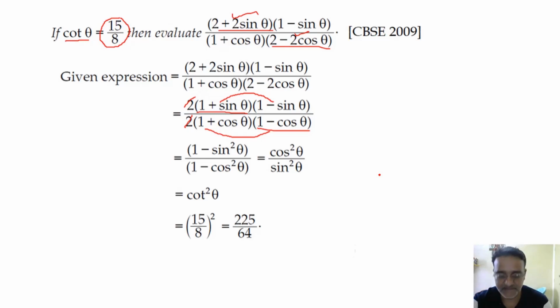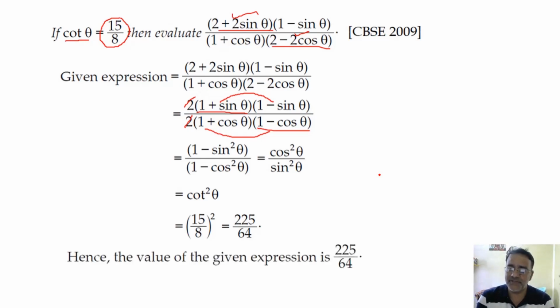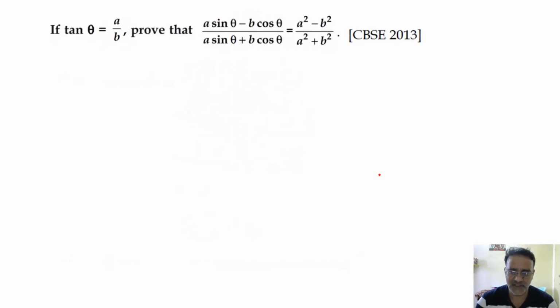Any doubt here? Yes, sir. Okay. So I told you 3 types of questions. One is to find other trigonometric ratios if one is given. Second, to find the value of expression. These are all value of expression. And the third one, proof related question. For a proof related question, let us have one question. This is a very good question, a 2013 board question. If tan theta is equal to A by B, prove that this is equal to this.